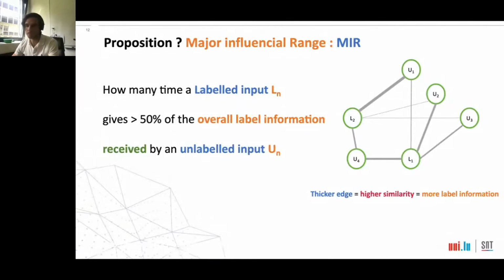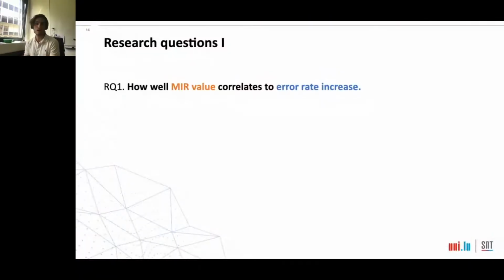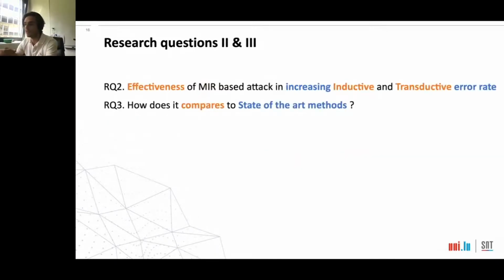Now, about the study. How did we evaluate how our approach actually works? First, there was a correlation study: how well the MIR value actually correlates to error rate. How did we do that? We calculated the MIR value for each labeled sample, and we compared it with the error rate after individually poisoning each labeled input. Then we wanted to assess the effectiveness of the MIR-based attack in increasing the inductive and transductive error rate, and obviously, how it compares to state-of-the-art methods.